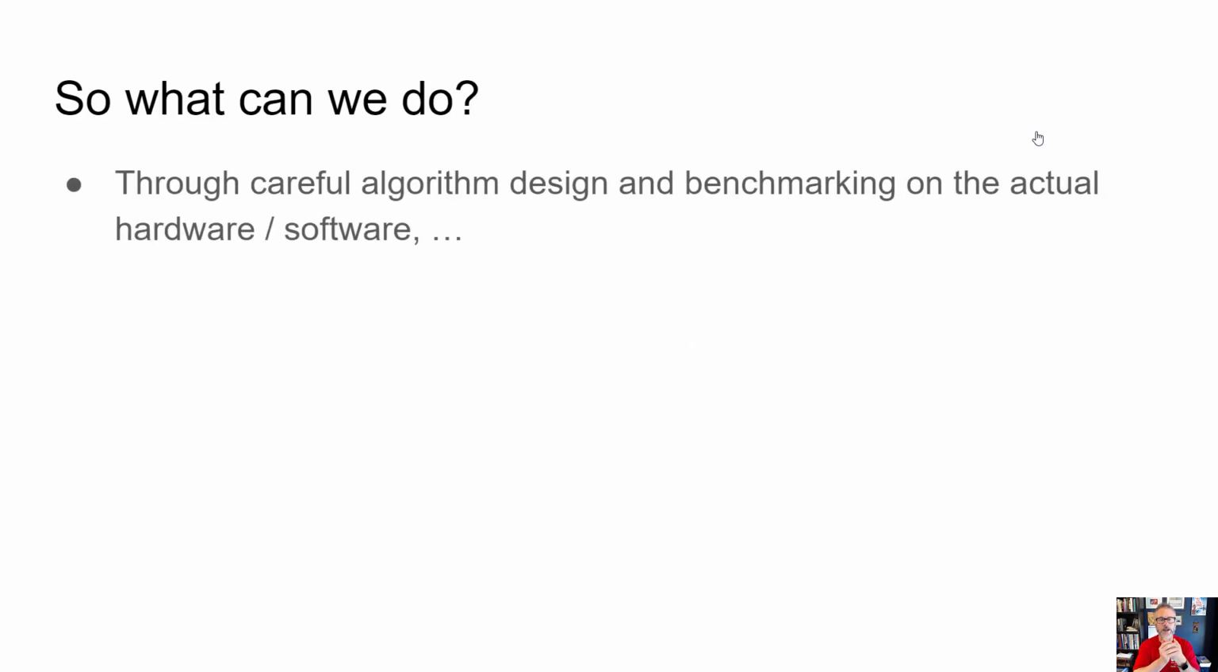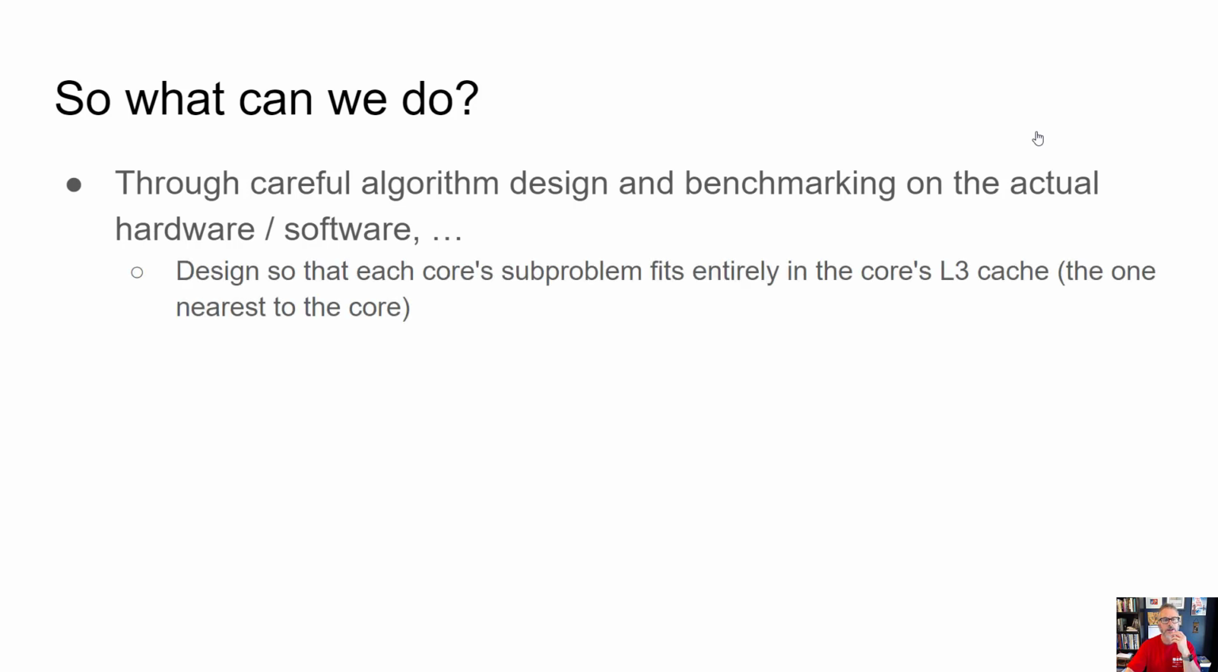Well, basically, you would have to design your algorithm really carefully and do a cycle where you design and then try it out on the actual software and hardware that you're going to be using. And software meaning the operating system and the network interconnect stuff, the MPI software. But we would put that in a circle of development, trying to design so that every core's subproblem fits entirely in the core's level 3 cache, the one that's closest to the core.